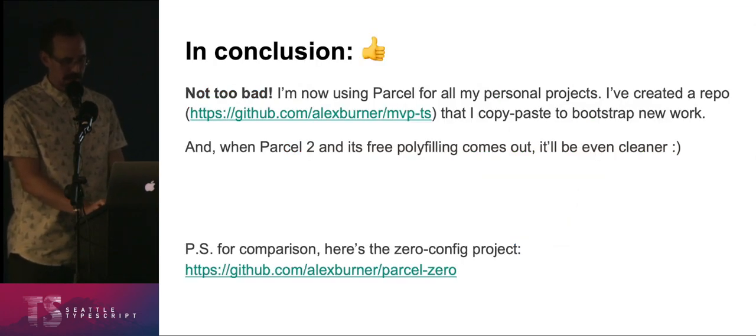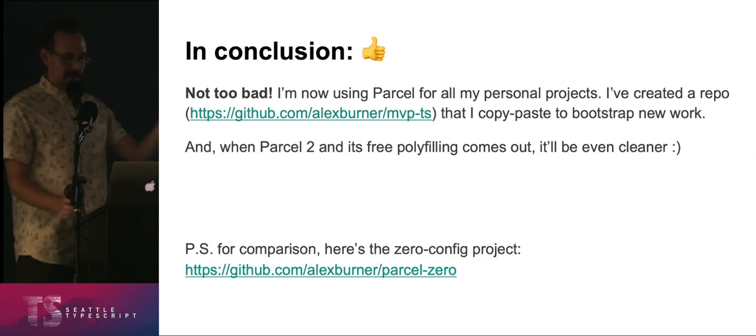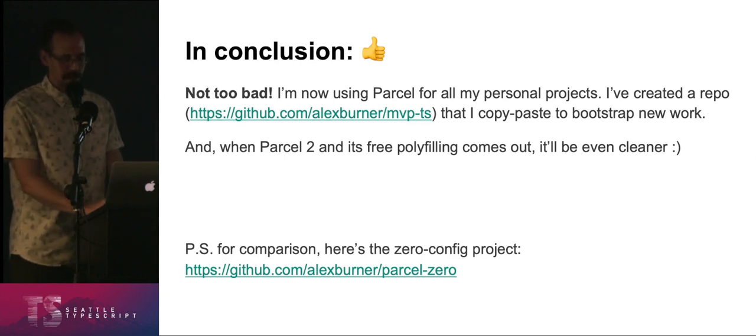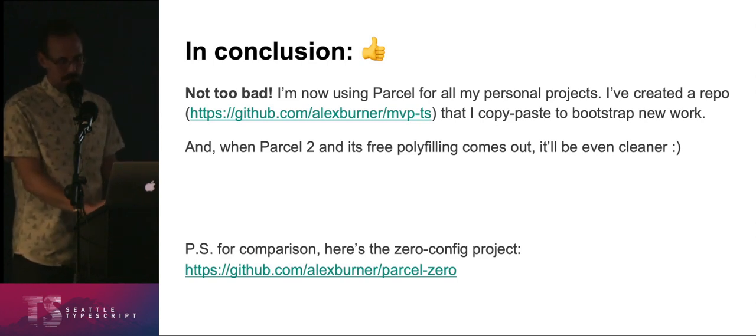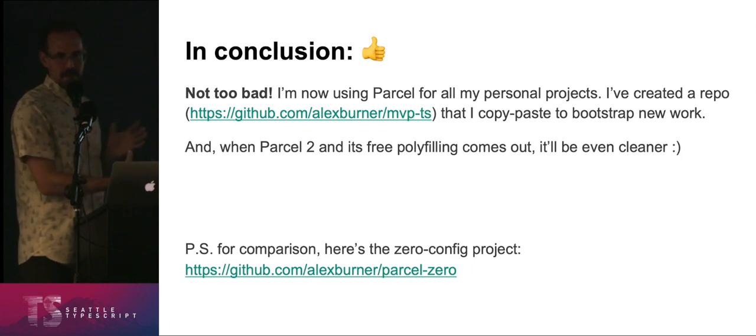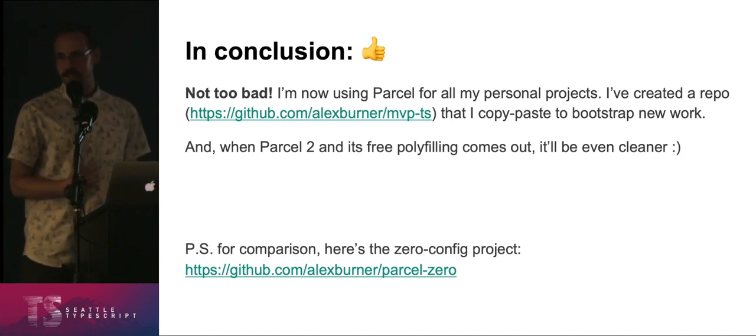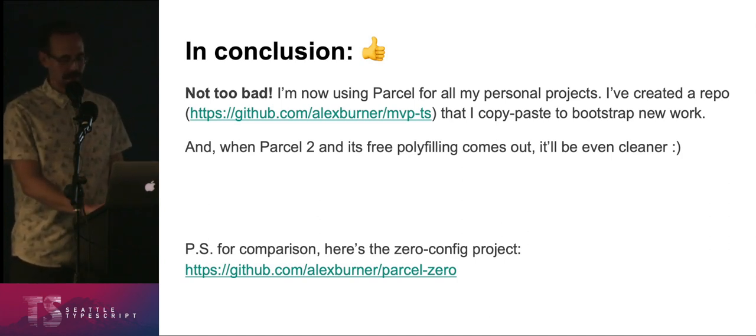So that's nicer. And in conclusion, thumbs up, not too bad. I'm now using Parcel for all my personal projects. I've actually created a repo with all of these settings I just walked through. So if you go to github.com/alexburner/mvp-ts, that is sort of the final version, and that's what I copy paste each time to get started on my personal projects. When Parcel 2 comes out, it'll be even better.